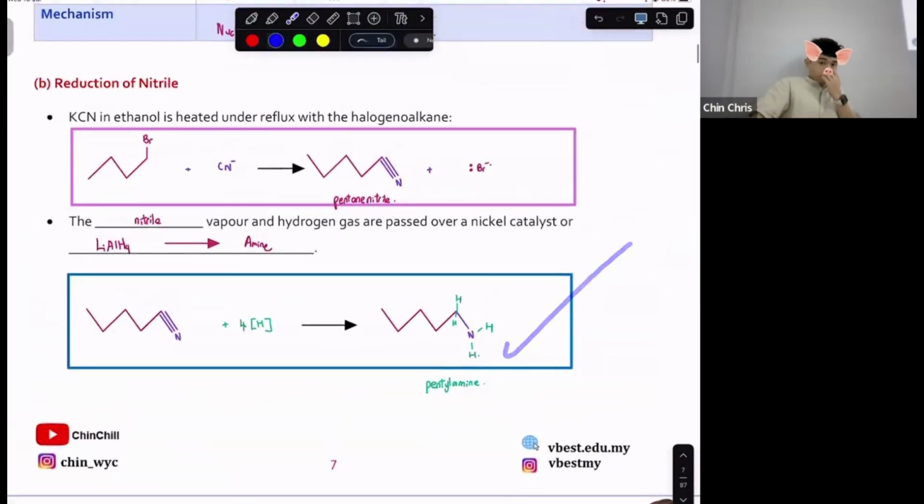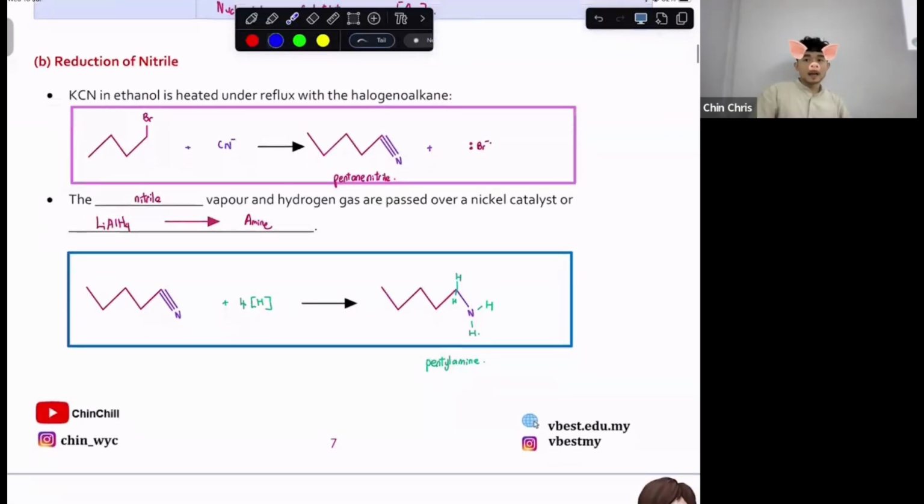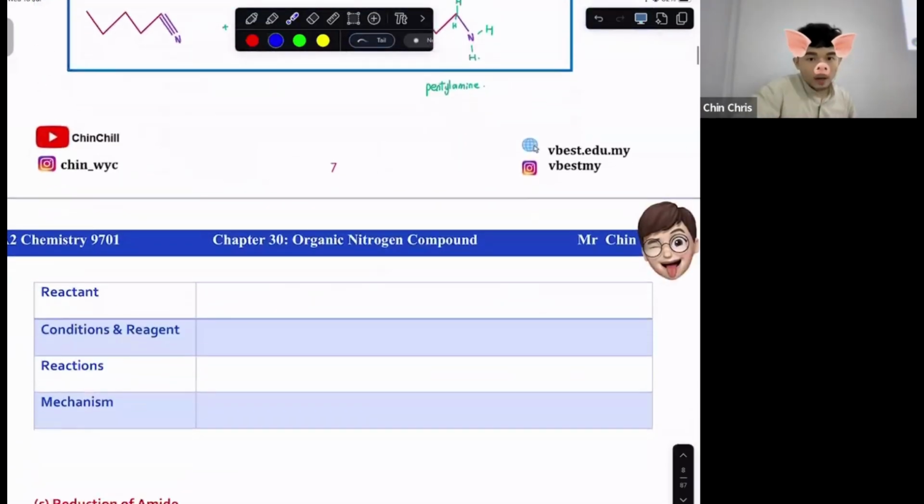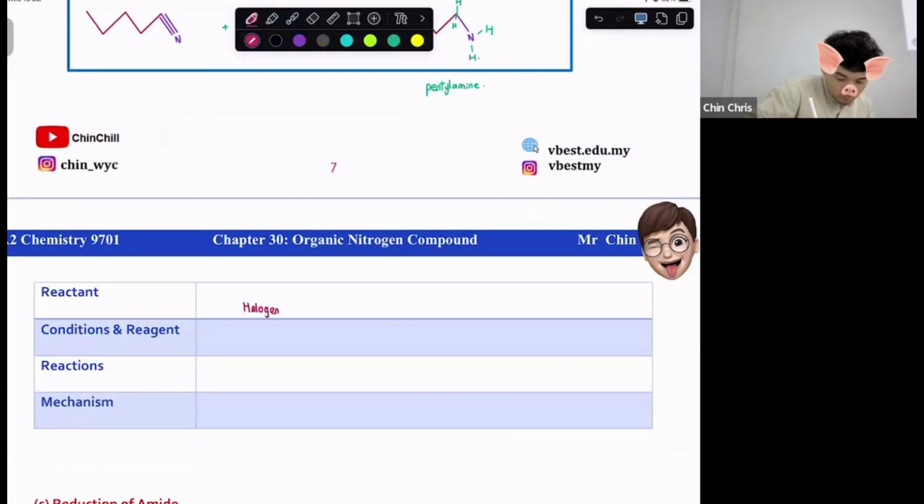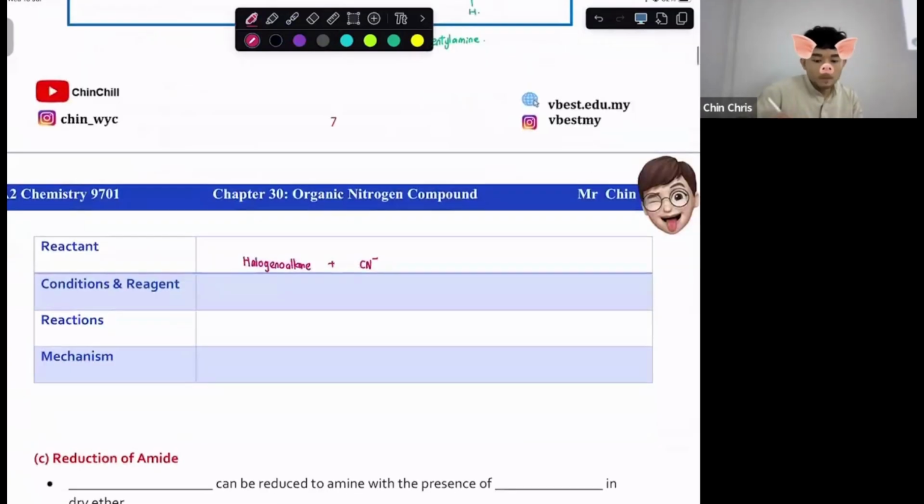So that's how we get an amine from a halogenoalkane, or from a nitrile. Both reactions are from AS. Okay, guys, reactant-wise, what do we need? Halogenoalkane, plus CN minus, then add LiAlH4 or a nickel catalyst.